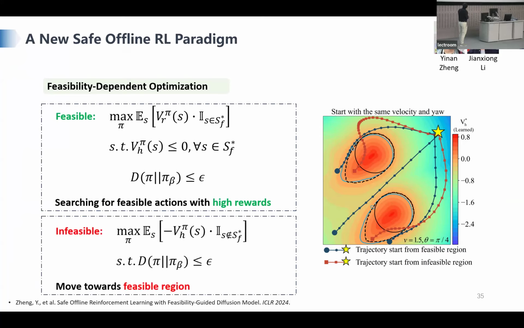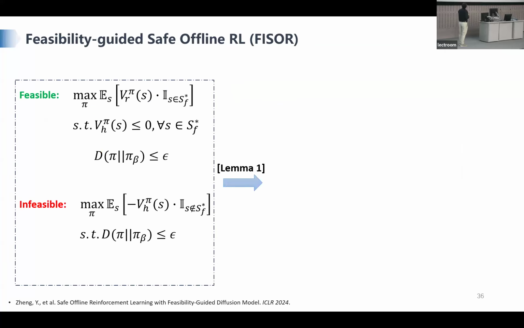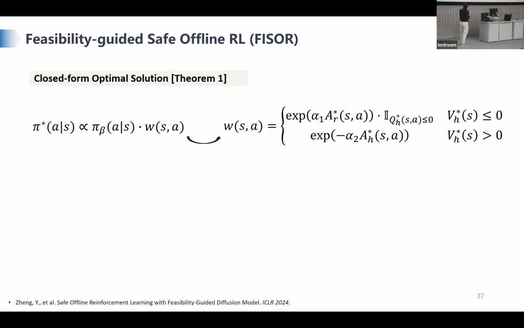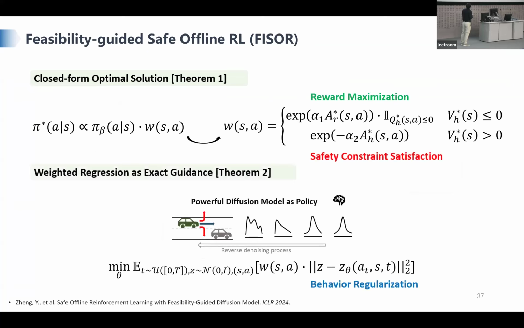And then for the infeasible region, basically, you do not care about the reward maximization. You just need to get away from this dangerous region as fast as possible. So you only minimize the cost value. And we can also derive the optimization objective that is actually easier to solve, and it gives you a closed form solution. So basically, it takes the shape of the behavior policy from the data times a weighting scheme, where it is weighting differently for feasible regions and the infeasible regions.